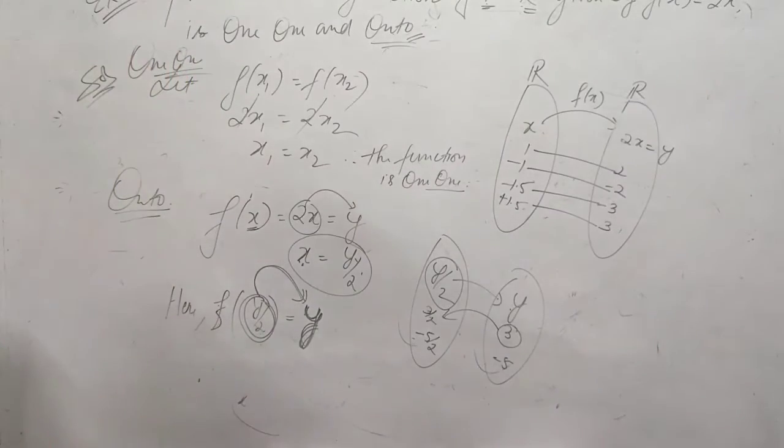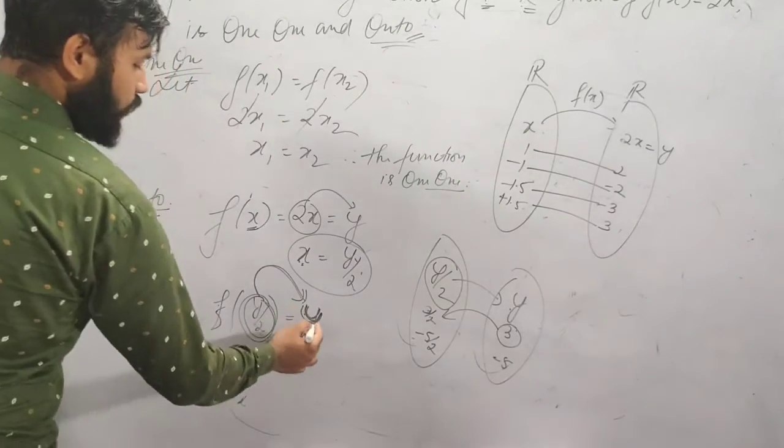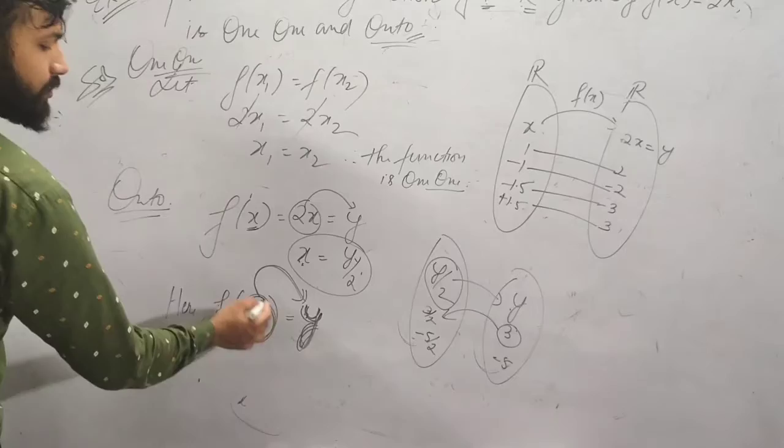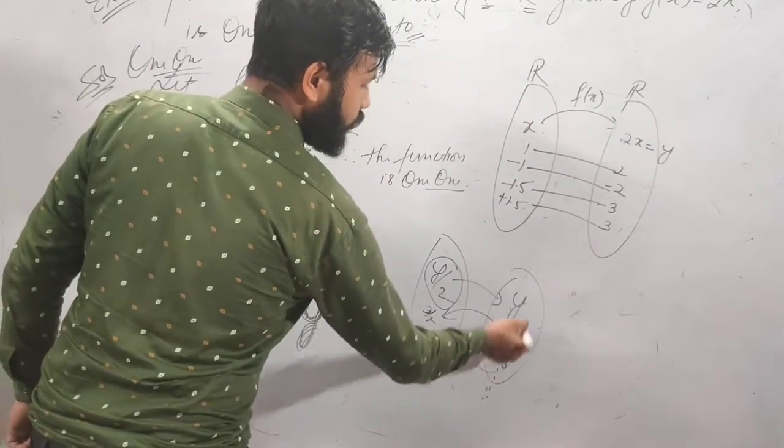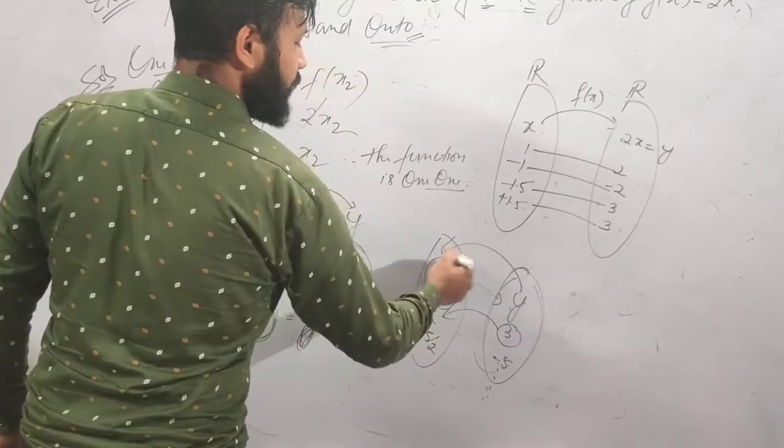So we can say that for every y there exists some pre-image. For every element, or for every y belonging to the set of codomain, there exists some pre-image.